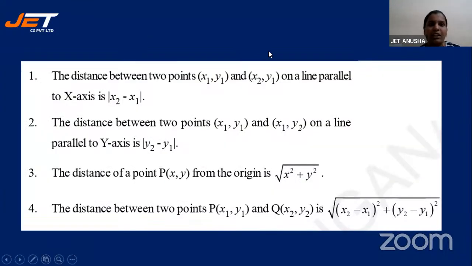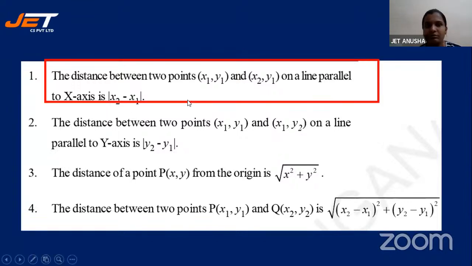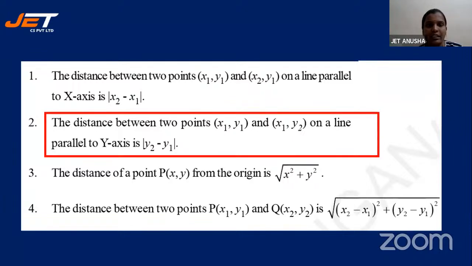The distance between 2 points (x1, y1) and (x2, y1) on a line parallel to the x-axis is modulus of x2 minus x1. We'll go with the next point. The distance between 2 points (x1, y1) and (x1, y2) on a line parallel to the y-axis is modulus of y2 minus y1.